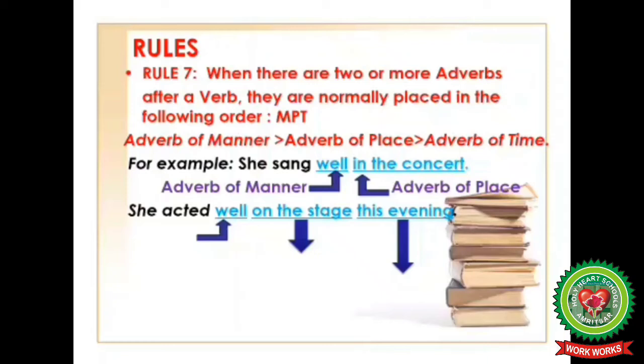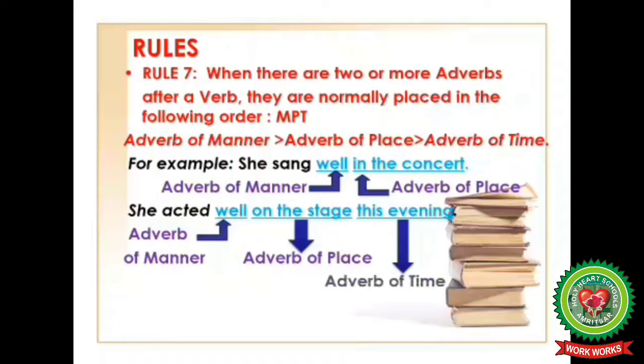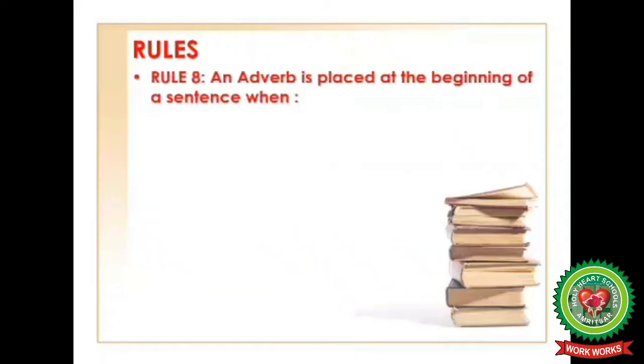Now in this sentence we have three adverbs. First, well, which is adverb of manner. On the stage, that is adverb of place. And this evening, the adverb of time. So they are placed according to the rule MPT. Rule number 8. An adverb is placed at the beginning of the sentence when there are three situations.